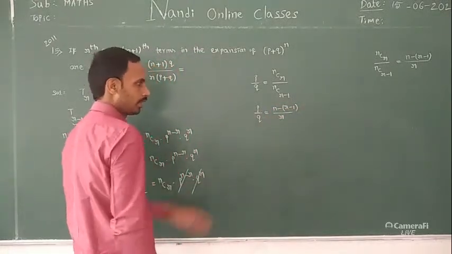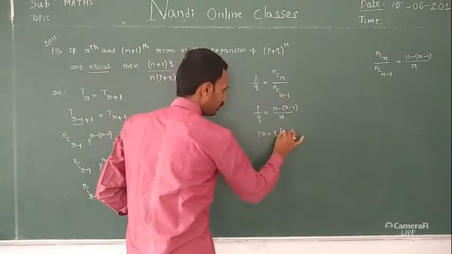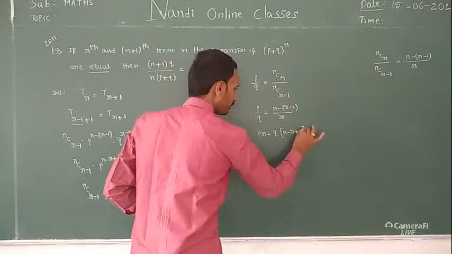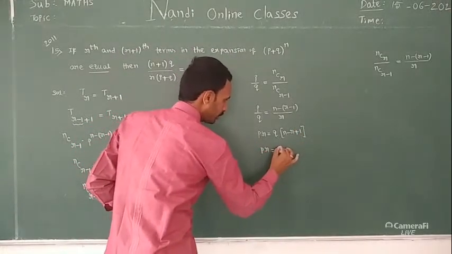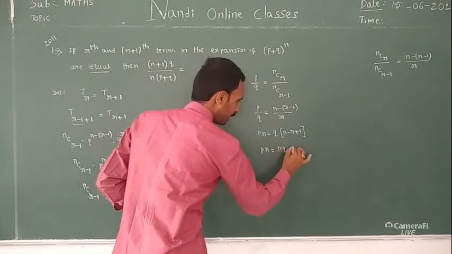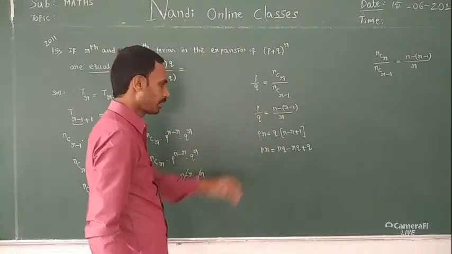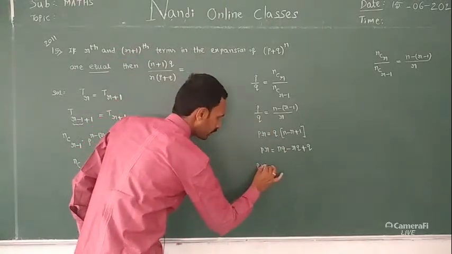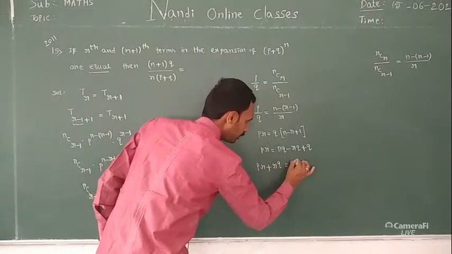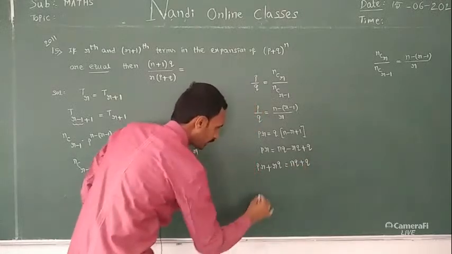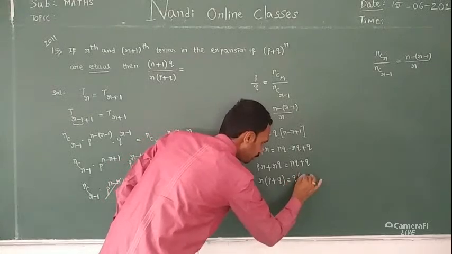Direct formula. Cross multiply. Pr is equal to q into n minus r plus 1. Pr is equal to nq minus rq plus q. Right. Pr plus rq is equal to nq plus q. Take r common, p plus q. Here q common, n plus 1.